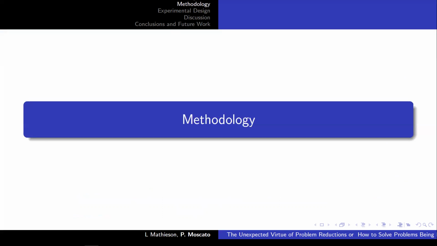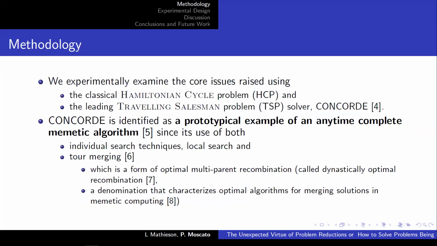So here is the methodology of the paper that we are presenting today. We are addressing two problems: the Hamiltonian cycle problem, which is the target problem that we want to solve, and we use a leading solver for the traveling salesman problem, the well-known Concorde suite. Concorde is a program which, although it's exact, we say is an anytime complete memetic algorithm, because it uses individual search techniques like local search, but it also uses techniques like tour merging, which is a form of multi-parent recombination. So we characterize this as an exact, let's say, anytime complete memetic algorithm.